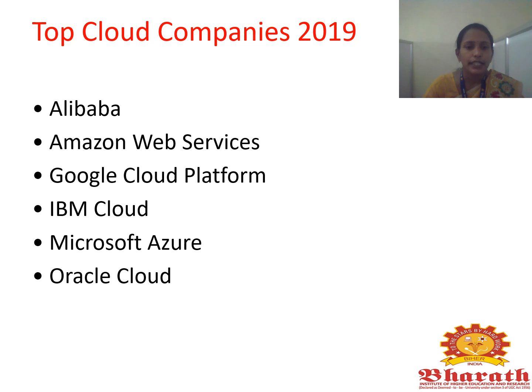And these are the various top cloud companies in 2019, which are using the concept of cloud computing. These companies are Alibaba, Amazon Web Services, Google Cloud Platform, IBM Cloud, Microsoft Azure, and Oracle Cloud. We are all familiar with Amazon, Google and IBM, I think. So we will see how Amazon Web Services works.